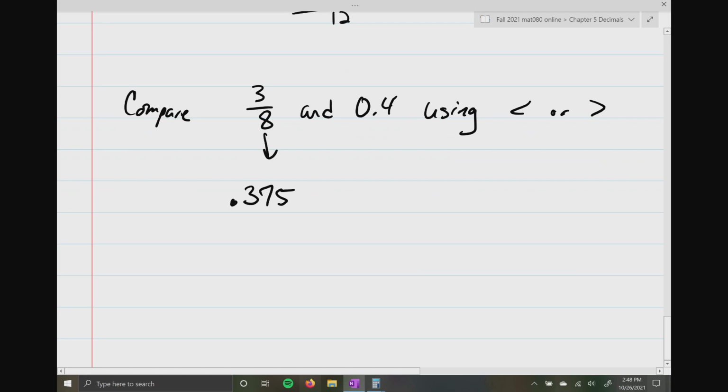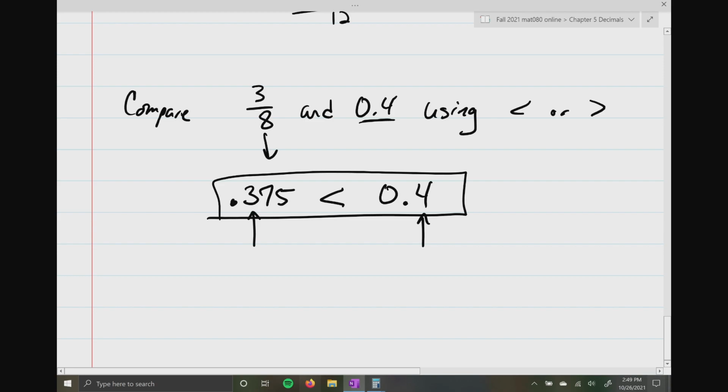Now, if you're asking yourself, well, why do I need to know that? We're comparing it with another decimal. And decimals are really easy to compare. So if we convert the 3/8 into a decimal, now we can compare just by looking at the numbers. 3 is definitely less than 4. So this is going to be less than. Okay? So now you can compare numbers.